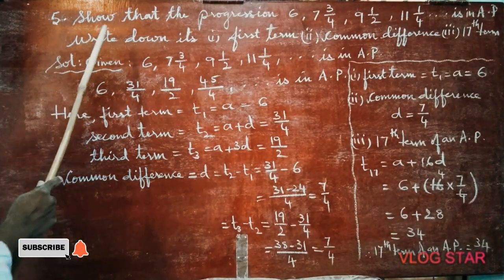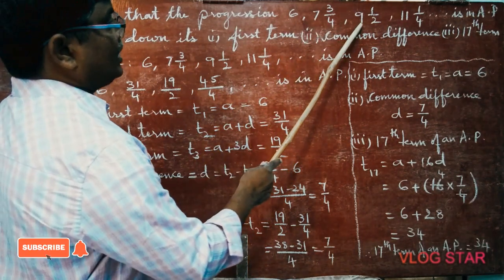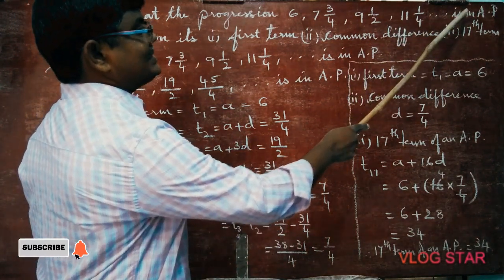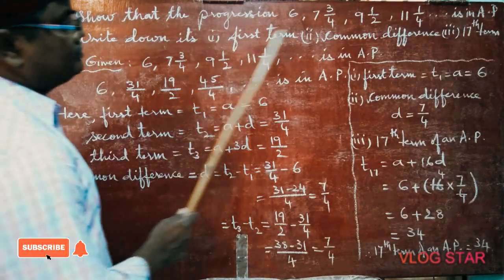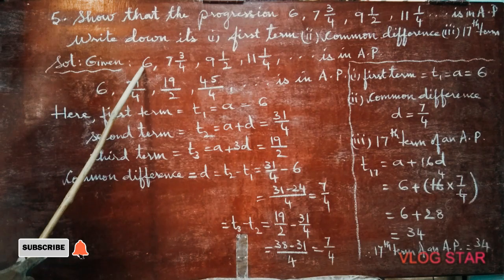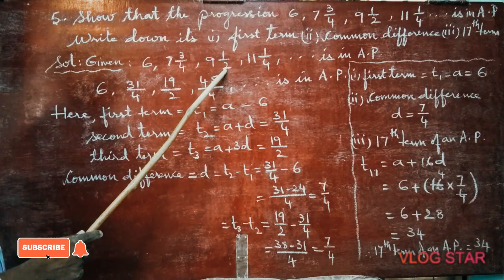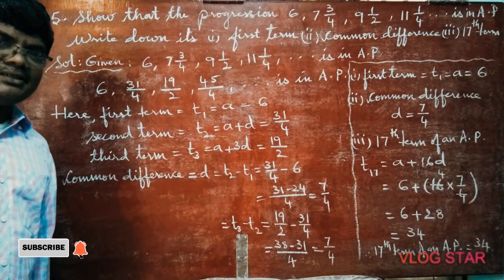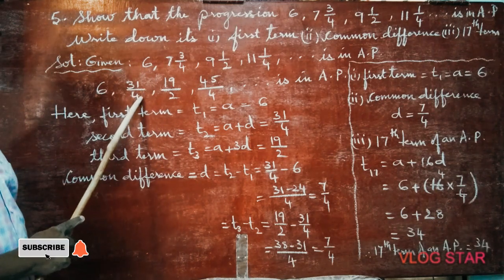Fifth problem. Show that the progression 6, 7 3 by 4, 9 1 by 2, 11 1 by 4 is in AP. Now, write down its first term, common difference, and 17th term. The given series are 6, 7 3 by 4, 9 1 by 2, 11 1 by 4, and so on. They have given in mixed fractions. Don't worry. Convert that mixed fraction into an improper fraction.